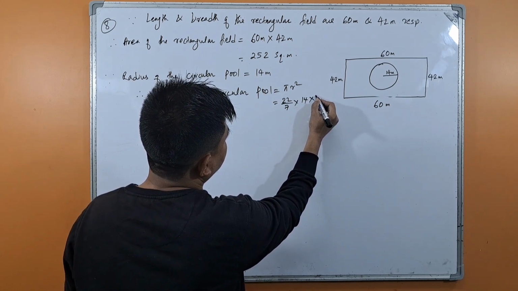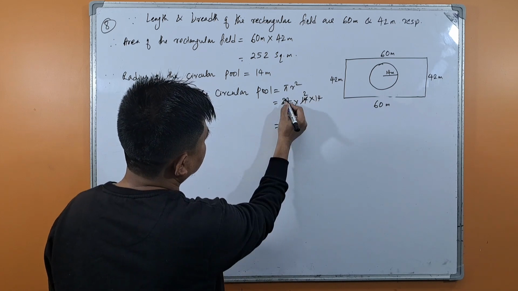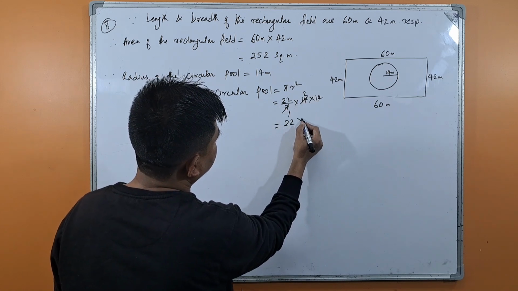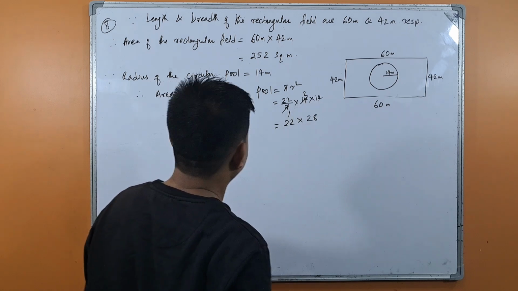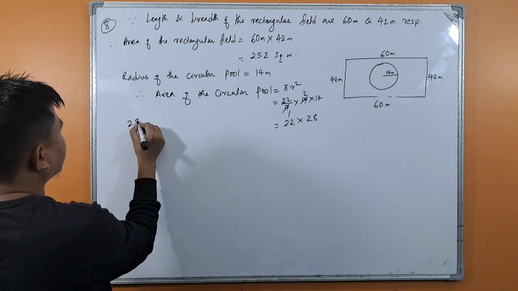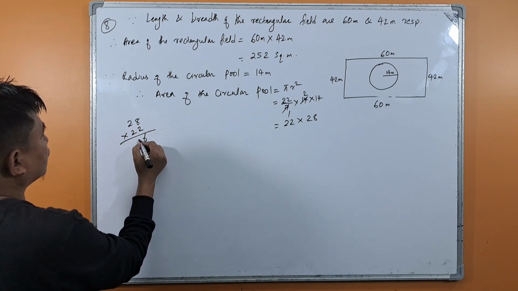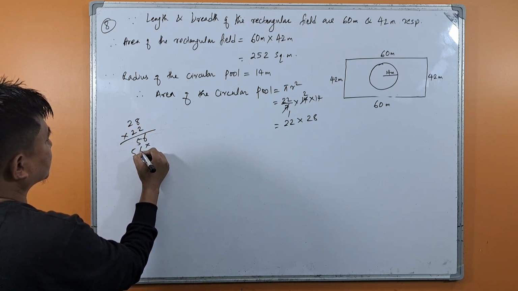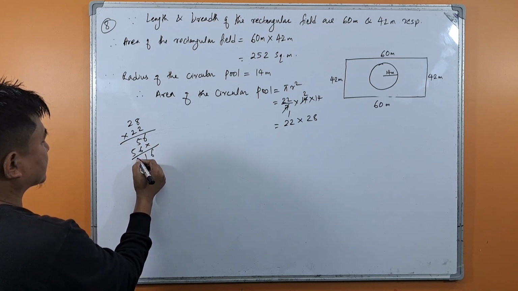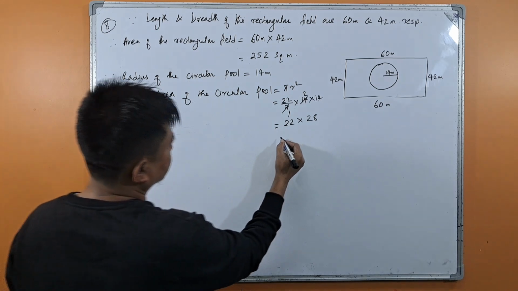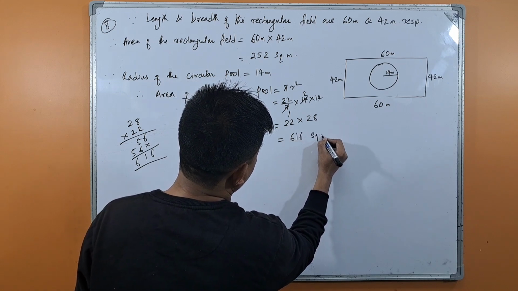square means 14 into 14, 7 1s are 7, 7 2s are 14, 22 we write here into 2 4s are 8, 2 1s are 2, 28 into 22, 2 8s are 16, 2 2s are 4, 5, 56 again, so this 6 we write here, 6 plus 5 is 11, 5 plus 1 is 6, 616 square meter.